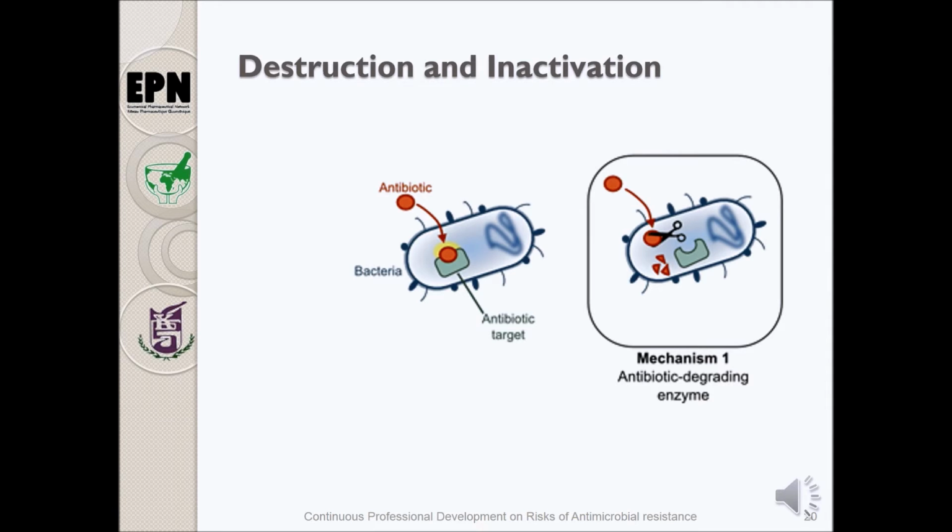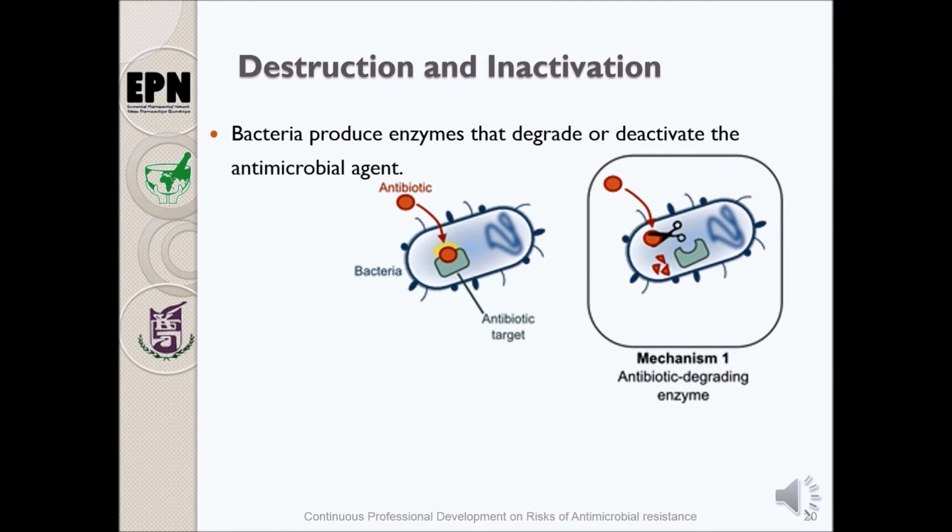In destruction or inactivation by the microorganisms, many bacteria have the ability to produce enzymes that will chemically degrade or deactivate the antimicrobial agent, and this effectively renders them ineffective against the bacterium. The antimicrobial agent is either degraded or modified by enzymatic activity before it can reach the target site and damage the bacterial cell. A good example is penicillinase, which is produced by staphylococci that degrades penicillin.